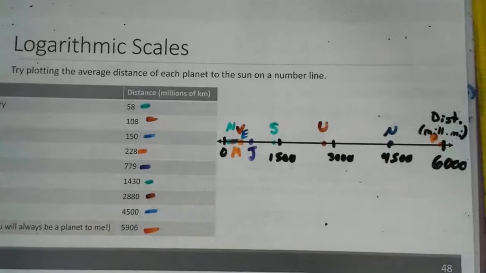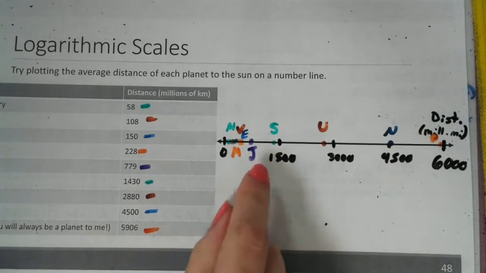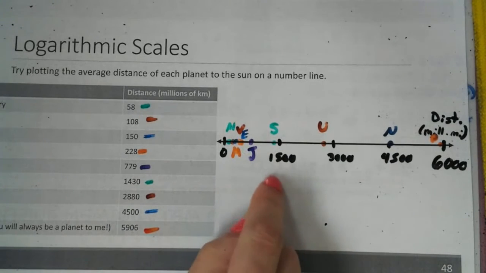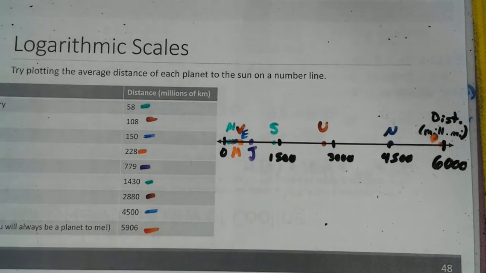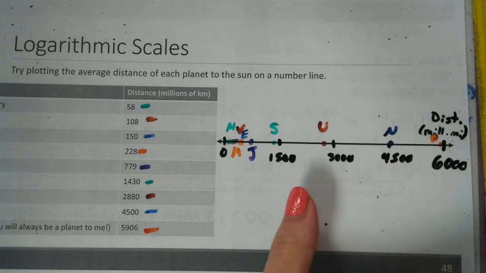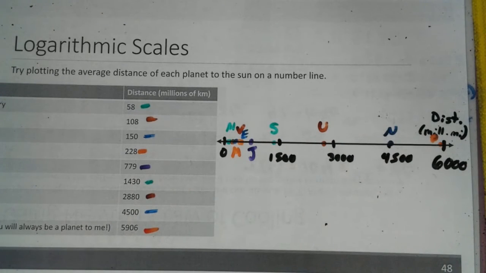So you'll notice with the way we've graphed these that the first 1, 2, 3, 4, 5 are really packed together, and really the sixth one is pretty packed in there too. Whereas Uranus, Neptune, and Pluto are more spread out. This can be really hard to keep track of where everything is just because they're so close together in the beginning. And this is where logarithmic scales can come into play.